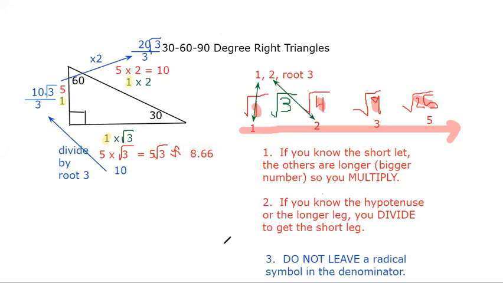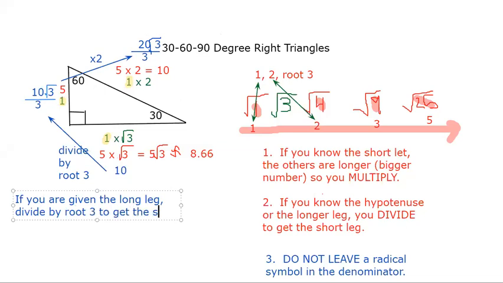All right, that is if we were given the long leg first. If you're given the long leg, so we'll put it down here. If you are given the long leg, divide by root 3 to get the short leg. Then times 2 to get the hypotenuse.